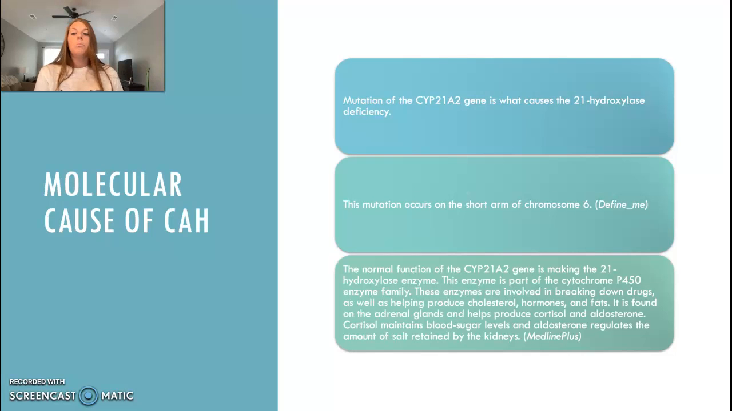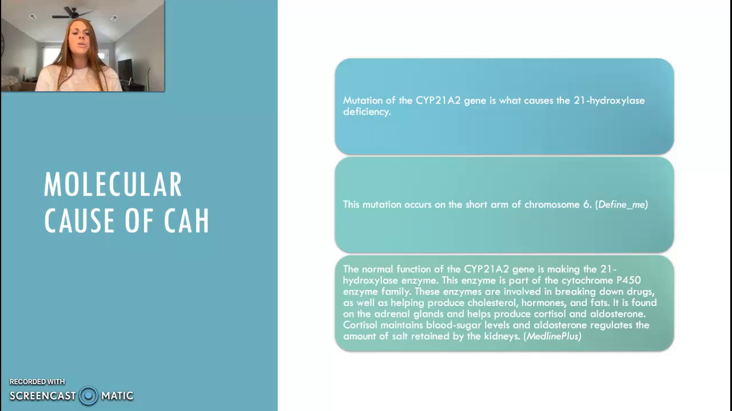So moving on to the molecular cause, we are looking at chromosome number 6. Specifically, in the short arm of that chromosome is where this mutation is going to occur. So this is a mutation of the CYP21A2 gene. And that mutation is what is going to cause the deficiency of the 21-hydroxylase enzyme itself.